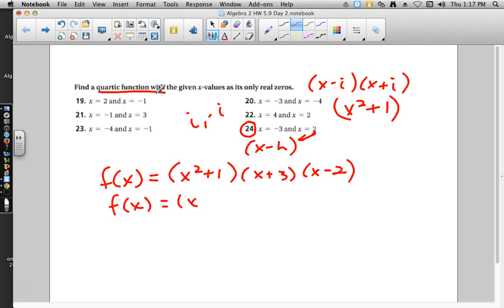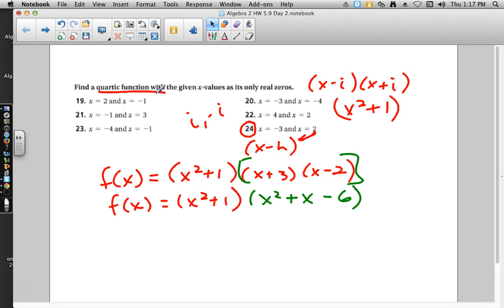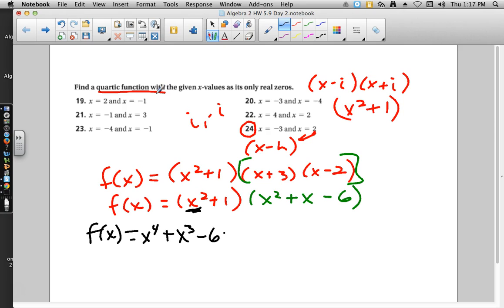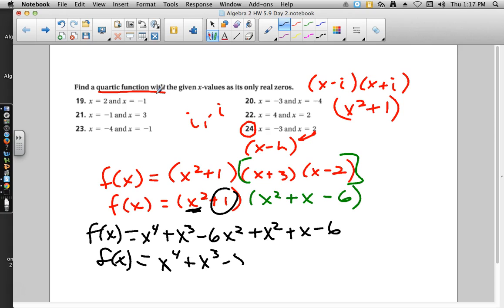And then we would go ahead and do FOIL on the back 2 and get x squared minus 2x plus 3x, which is plus 1x, and then 3 times negative 2 would be negative 6. Then we're going to take x squared times everything in the second set of parentheses. So that will give us x to the 4th plus x to the 3rd minus 6x squared. And then take 1 times everything in the parentheses. And finally, we will combine like terms. So f of x equals x to the 4th plus x to the 3rd minus 5x squared plus x minus 6.